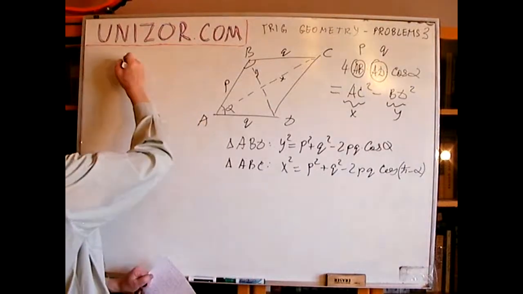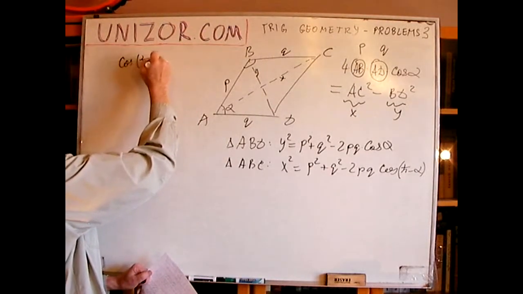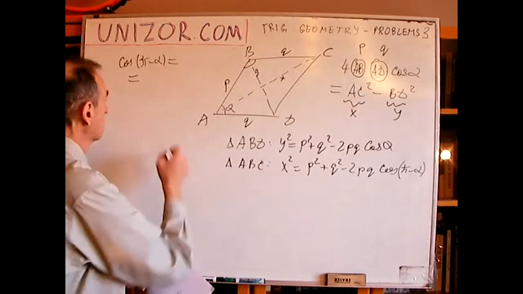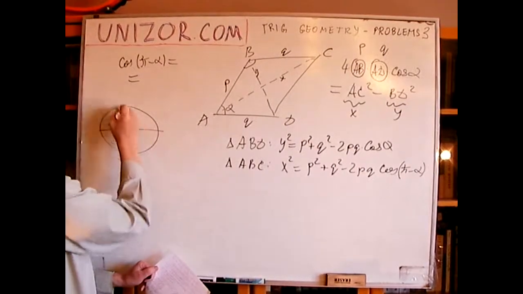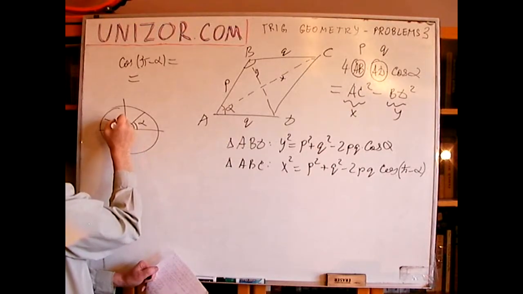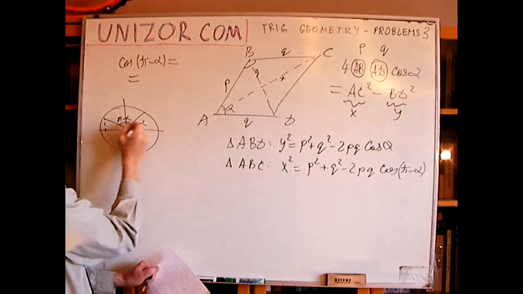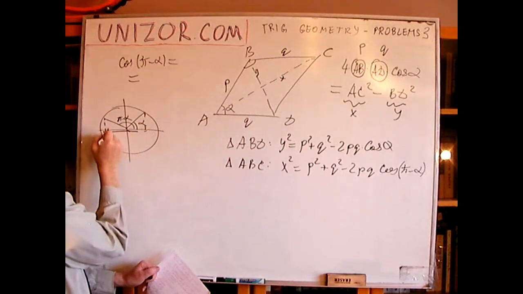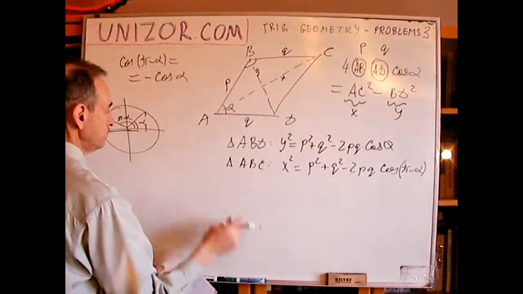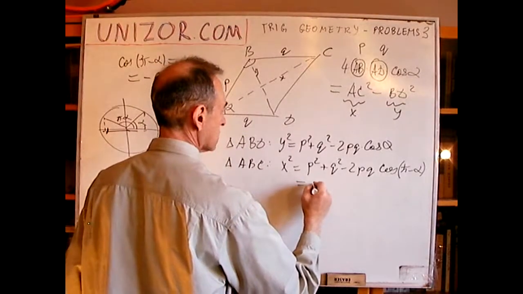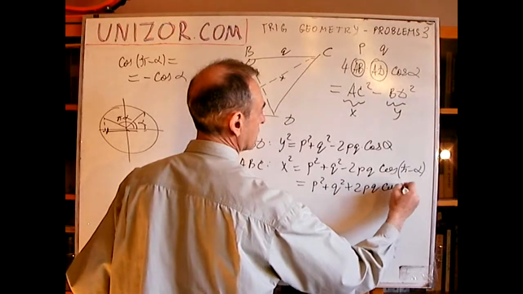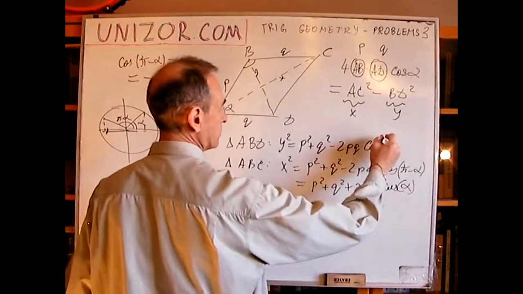Now, by the way, cosine of pi minus alpha equals what? Cosine is abscissa, right? So if this is the unit circle, this is alpha, this is pi minus alpha. Abscissa is the same by absolute value, but with a minus sign. So it's minus cosine alpha. So that's why this is equal to p squared plus q squared plus 2pq cosine of alpha. Right?